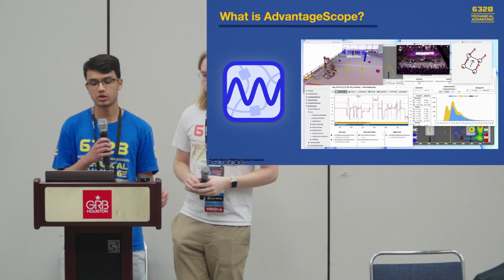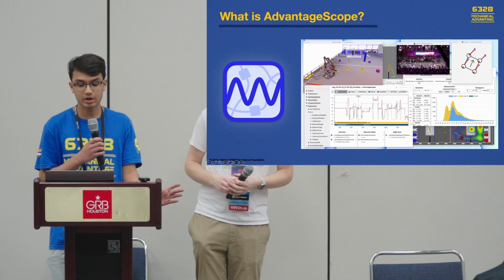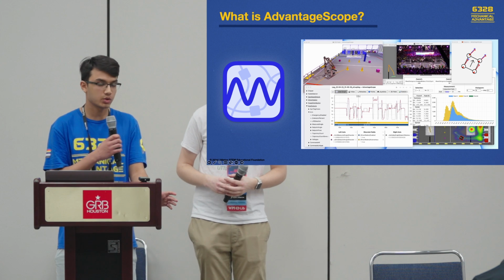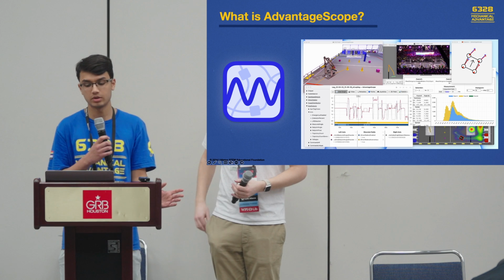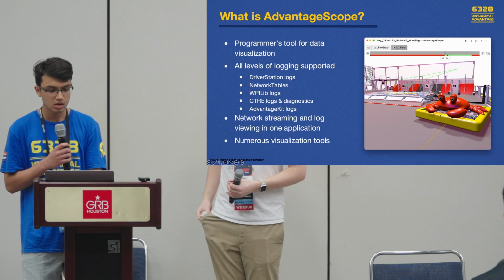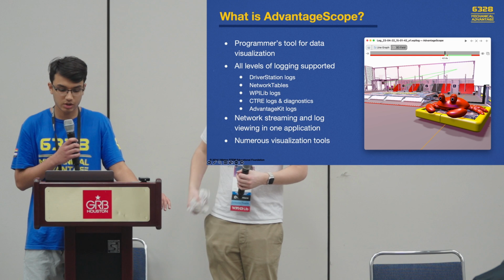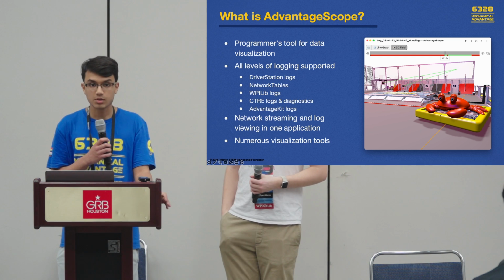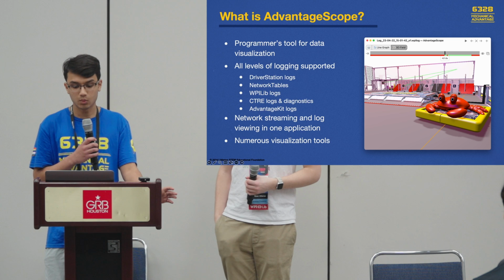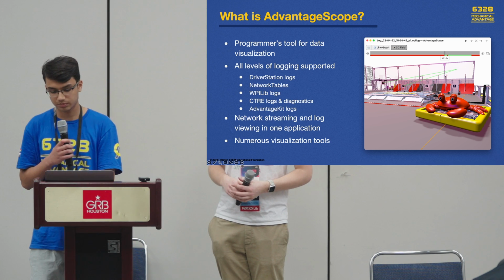So how do we visualize all this data? There are several options, but today we're going to be talking about AdvantageScope. This was developed by 6328 starting in 2021 and is now included in the 2024 WPILib installer. So what is AdvantageScope? Well, it's a programmer's tool for data visualization, and it supports all the levels of logging that we talked about previously. It supports network streaming and log viewing in one application and hosts a variety of visualization tools.